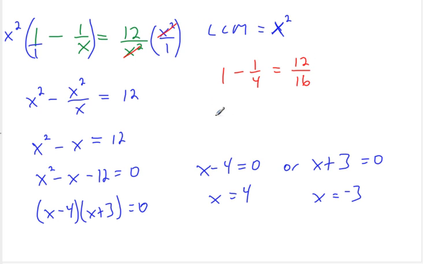So 1 minus 1 over negative 3. That essentially makes it just plus 1/3. So let's do that. 1 plus 1/3 equals 12 over 9. So 1 and 1/3. Yep, sure enough, those work.